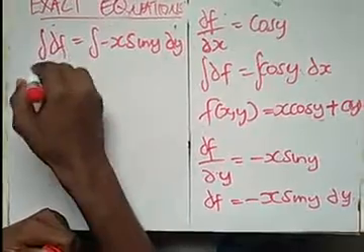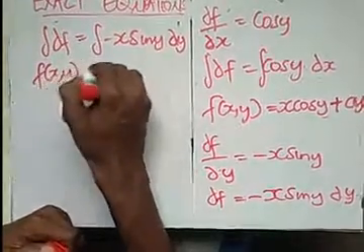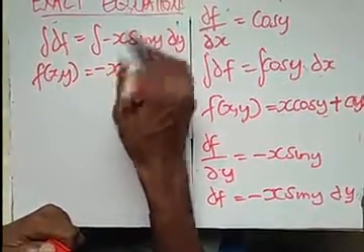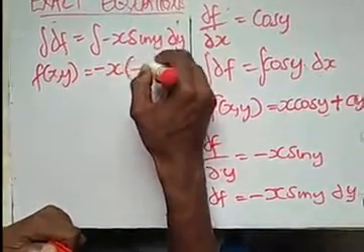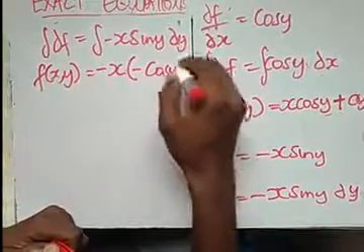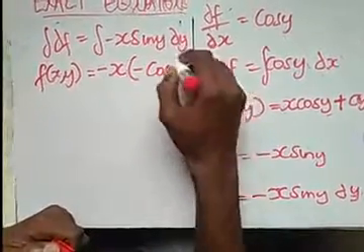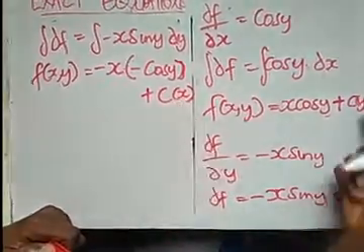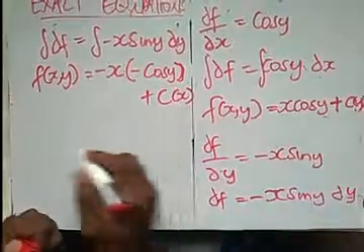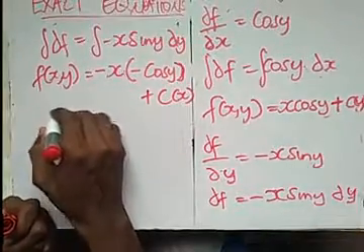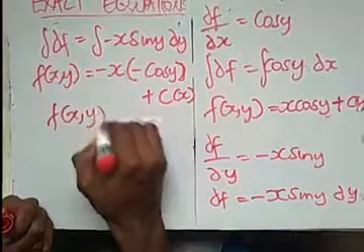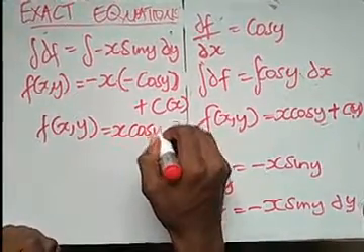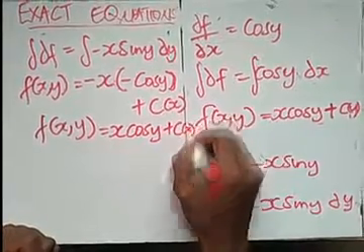So we integrate this one, we have minus x open the bracket of minus cos x y. So we attach a constant, which is the constant of x, y. This one is the constant of y, so don't be confused. So we state the general solution to be f(x, y) equals x cos y plus c(x).